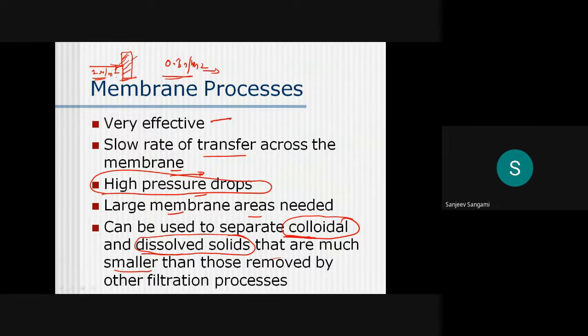Very important: if the pore size goes on decreasing, the pressure drop will still increase.